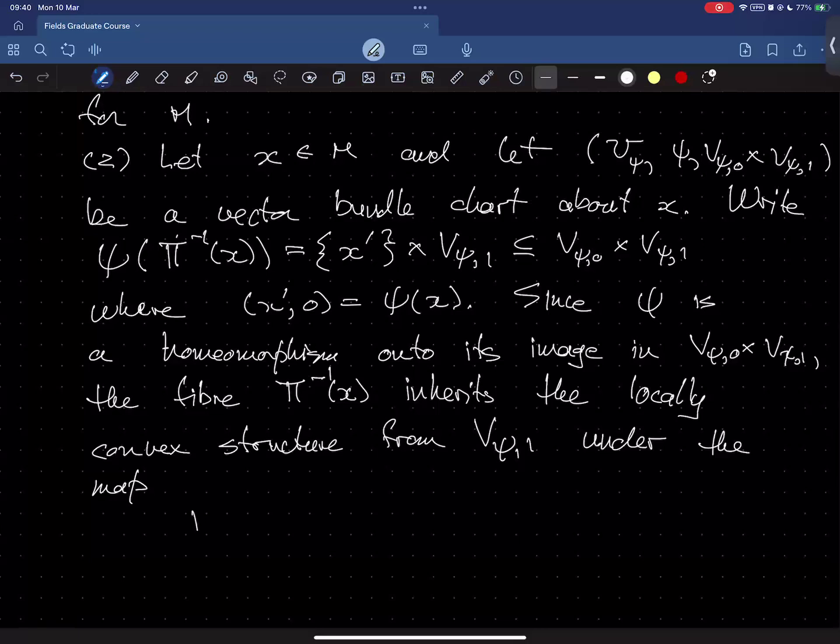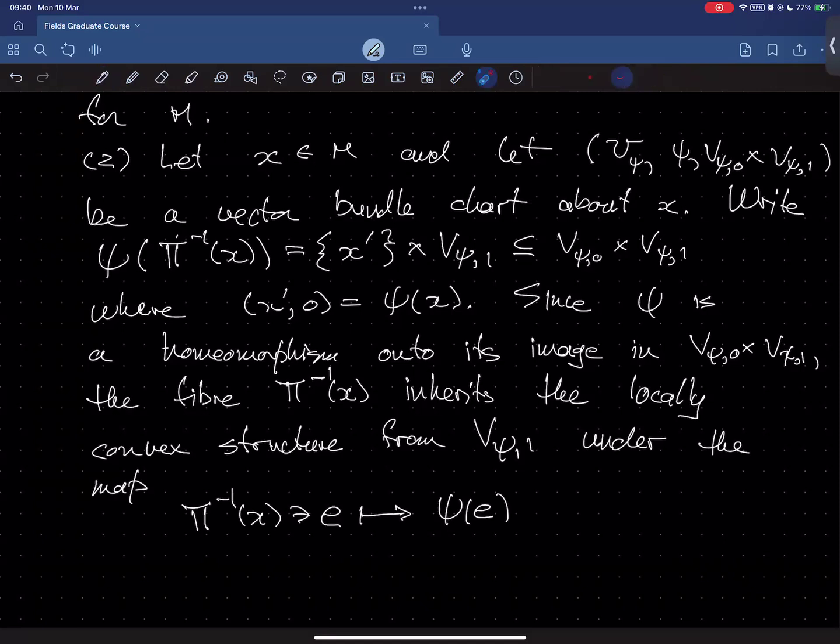okay, so I'm going to take the fiber. I'm going to take a point in there and map it to psi of e. I know that psi of e is going to be a point in here, so it's going to look like x prime e prime in V psi 1. So I have this mapping, which maps the fiber into this vector space. And I know that that mapping is, first of all, a bijection, because the chart map is a bijection. And I know that it's continuous because psi is continuous, all right?